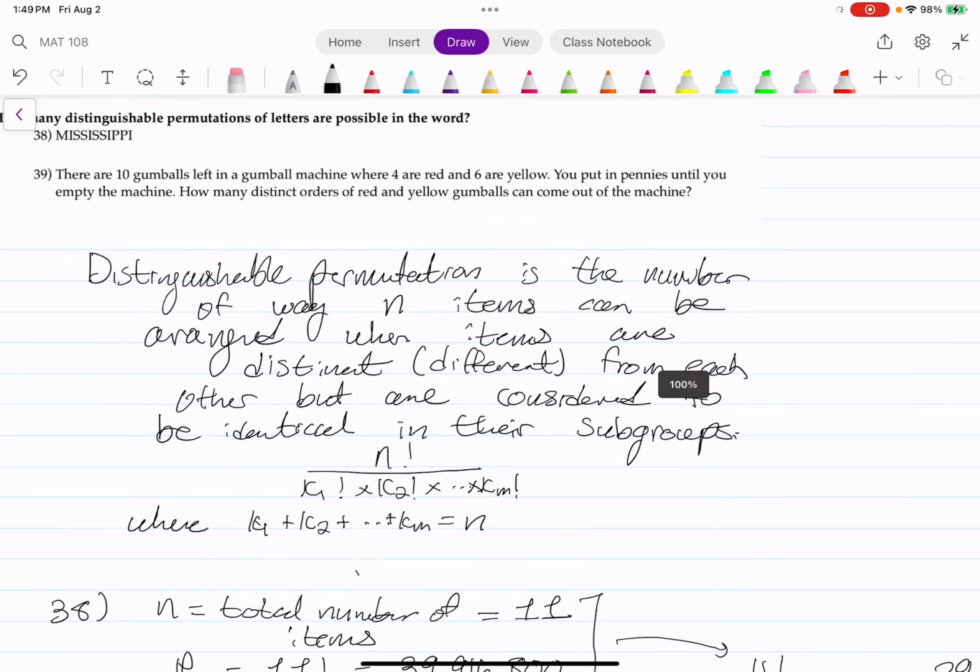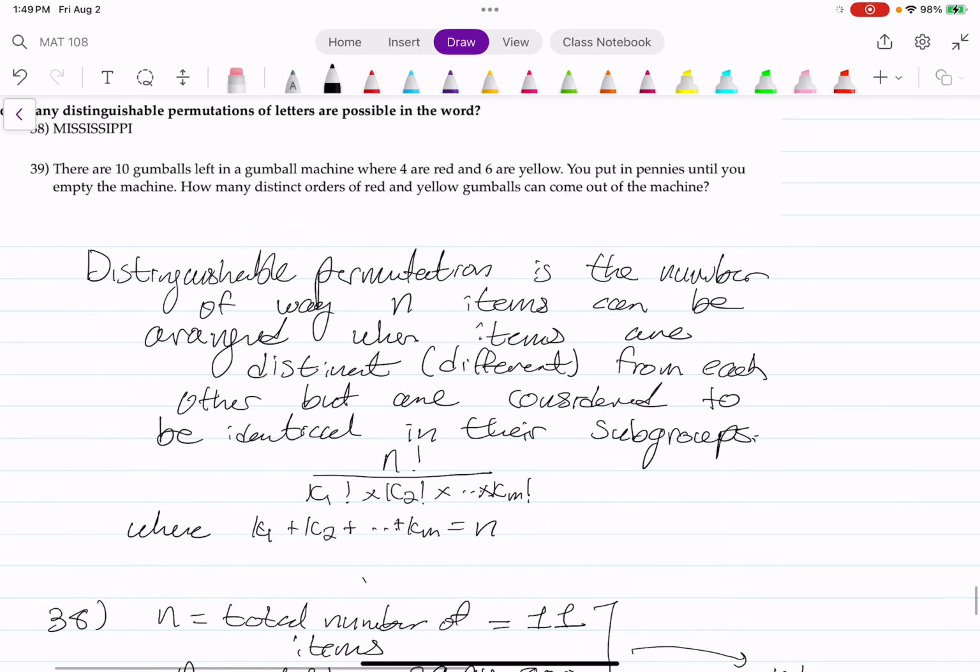Let's read number 39. It says there are 10 gumballs left in a gumball machine. 4 are red and 6 are yellow. You put pennies in until you empty the machine. How many distinct orders of red and yellow gumballs can come out of the machine? When it says distinct orders, that means order matters. Hence, we have a permutation.